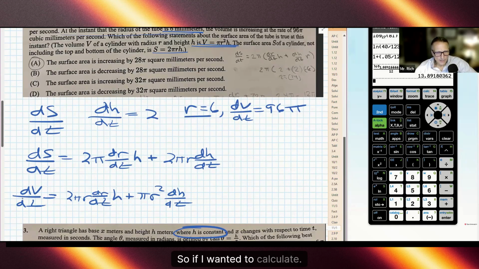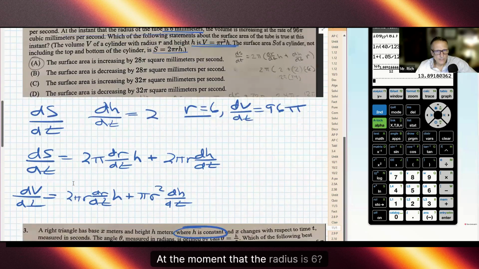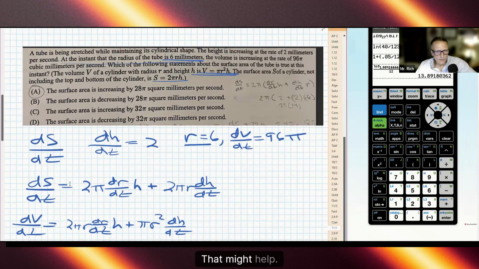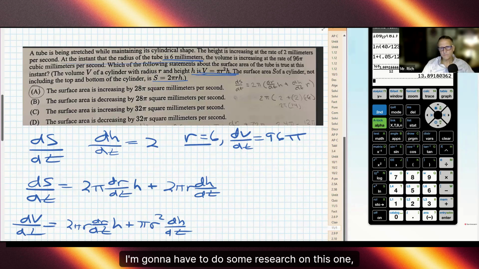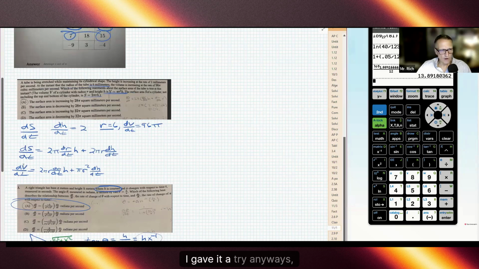So if I wanted to calculate, what can I calculate here? We don't know. So we know dH/dt. Could I calculate the height at the moment that the radius is 6? That might help. At the moment the radius is 6. No, because I don't know the volume either. I'm going to have to do some research on this one, Taylor, and get back to you. I'm thinking it's easier than I'm making it out to be, and I'm just missing something on it. Okay, I gave it a try anyways, but I'll figure it out and I'll let you know.